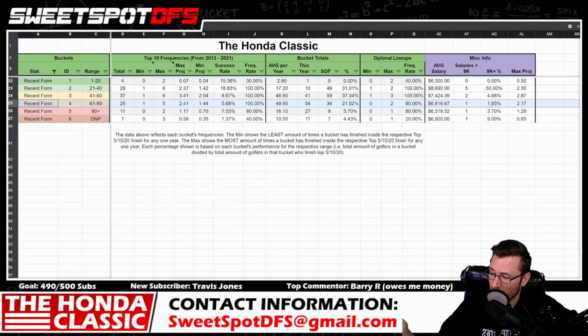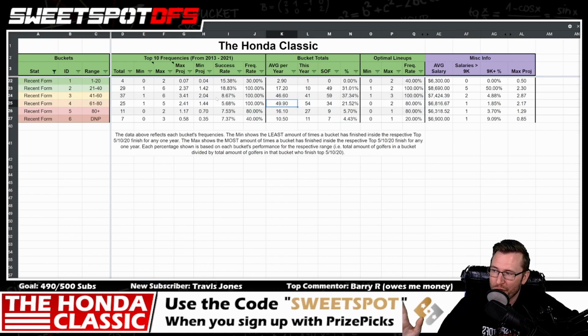Because this bucket's pretty large. We have 54 golfers in that bucket, where we normally see around 50. You still just want 1 as a minimum, but 3 as a maximum. So that should help you build lineups, because it's going to take away from the amount of golfers you can select in other buckets. I think it's fine.